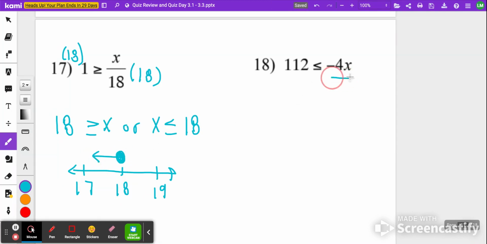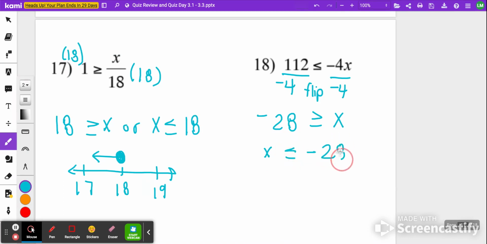And then for number 18, I'm dividing both sides by negative 4. Being very cautious here, I need to flip my inequality symbol because I'm dividing by a negative. 112 divided by a negative 4 is negative 28. So I get negative 28 is greater than or equal to x, or I can flip it around and say x is less than or equal to negative 28, which makes it easier when I'm ready to graph. As I'm graphing, x is less than or equal to negative 28. That's going to be a closed circle pointing left.